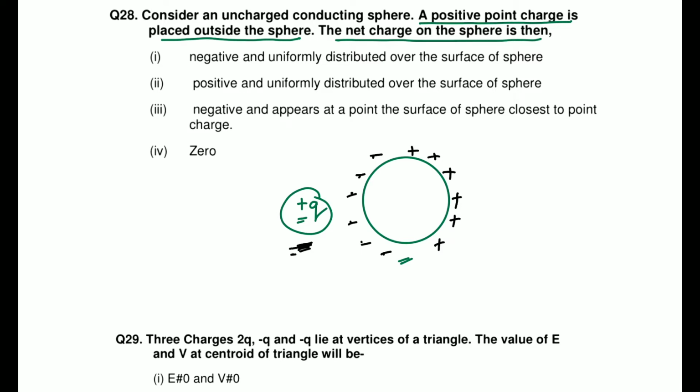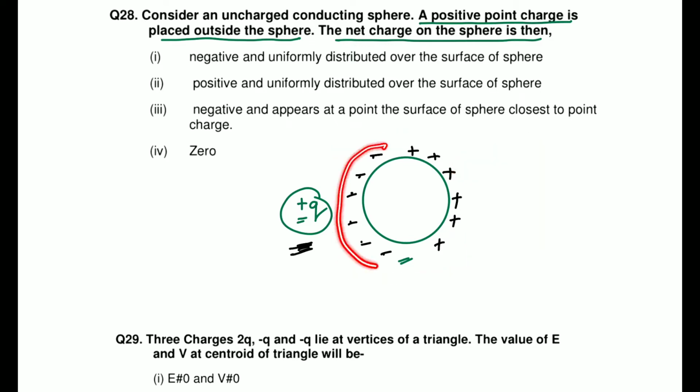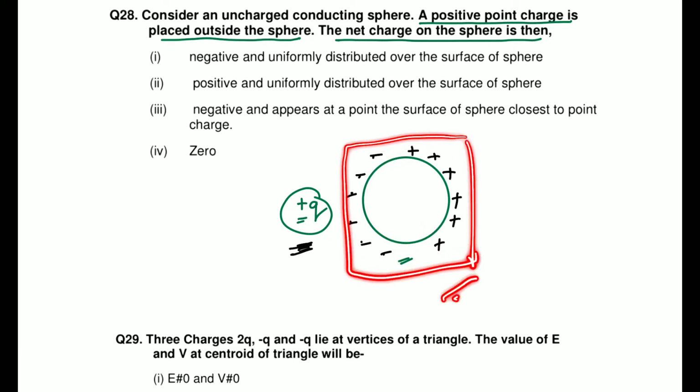So you guys can see, because of the positive charge, this face is negatively charged now, and the opposite face is positively charged now, right? So the question is, the net charge on the sphere is then. So you have to understand, the net charge on the sphere will still be 0. Nothing will happen to that fact, because obviously there is an equal number of negative charges and an equal number of positive charges. The net charge on this particular sphere will still be 0, right?